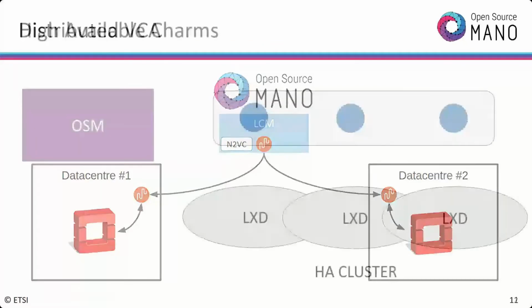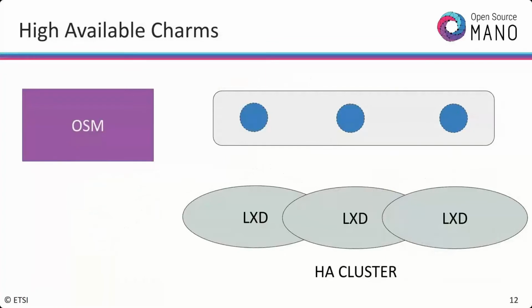The same principle applies to the proxy charms themselves. The containers in which they run can be made highly available by increasing the number of replicas and making sure that you have an HA LXD cluster with 3 nodes. In that way, if the container is lost or the entire node is lost, the new container would take over, would elect a new leader, and service would continue normally.